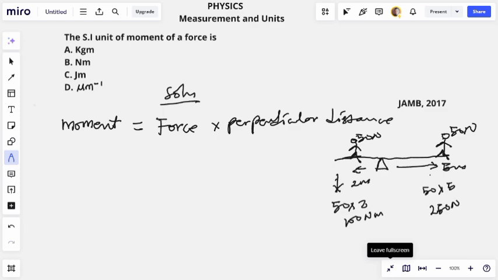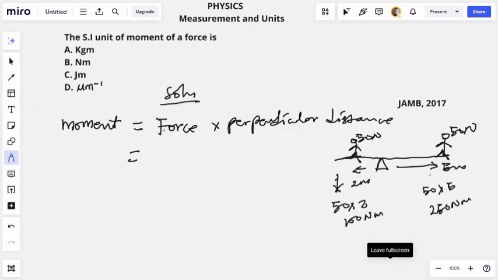250 Newton meter. So you see that this other person has a more turning effect than this one, which means this bar will certainly tilt to the right, will go down that way. So that's the definition of moment. So that's, by the way, that's not the question we are asked. We are asked the unit of moment of the force.